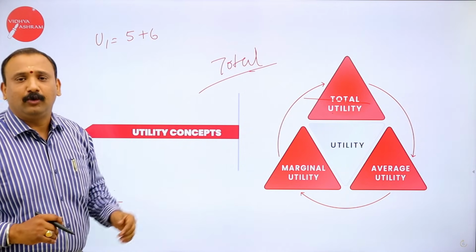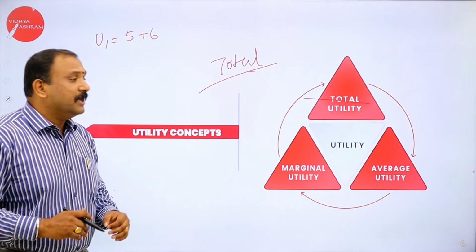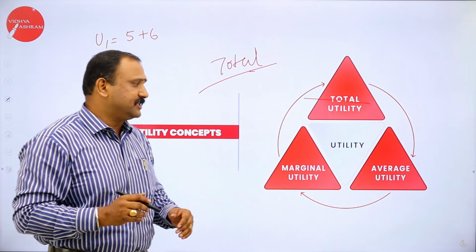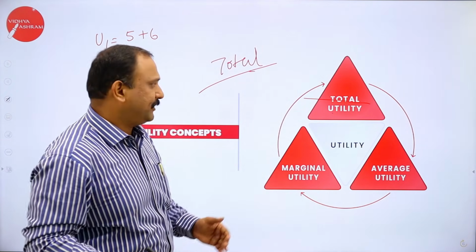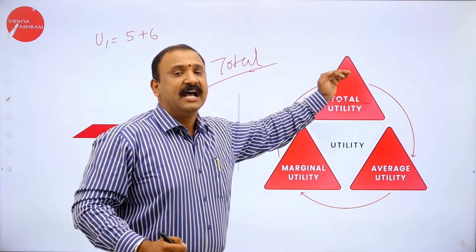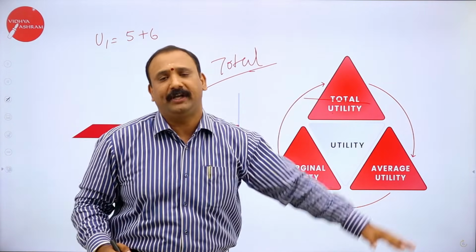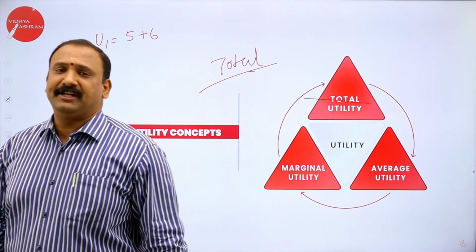Now, when I come down to marginal utility, but before we step to the marginal, with the word total we immediately move to average, because total and average are somewhat related to each other. What is this average utility?